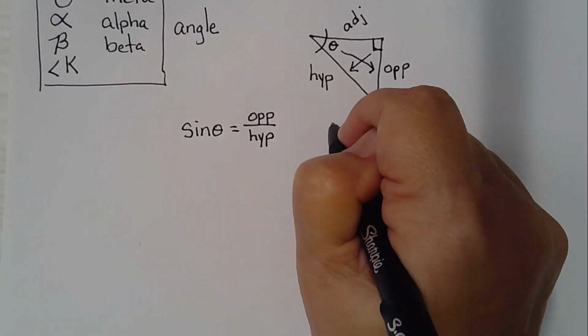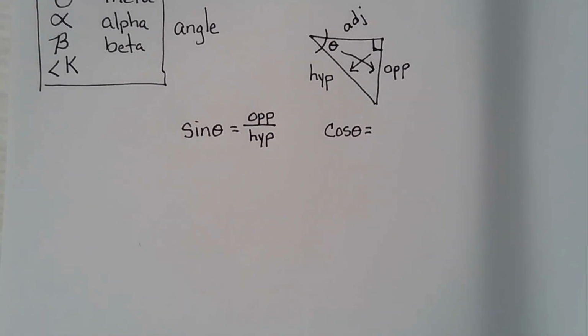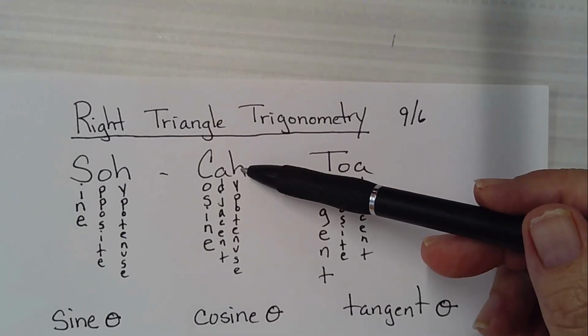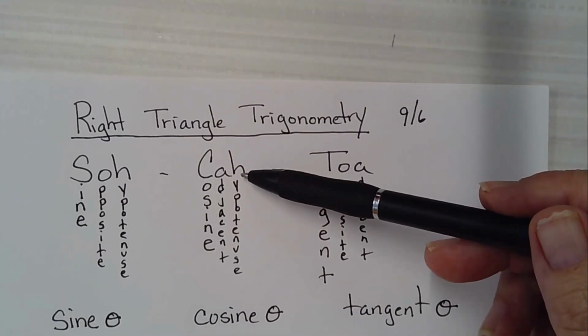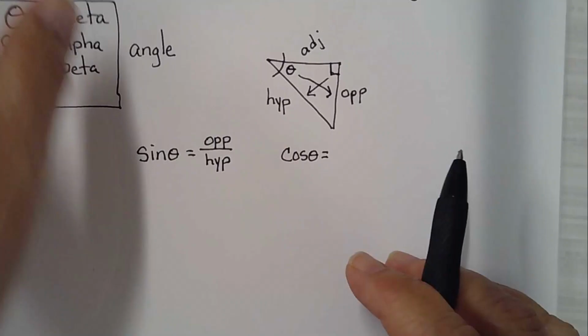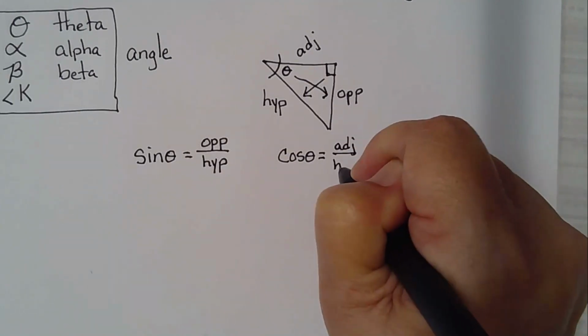And then we get to cosine of theta. So we abbreviate cosine, C-O-S, stands for cosine. When you see that, you say cosine, don't say cos, say cosine. And when you look up here, you see that cosine is going to be adjacent over hypotenuse. That's how you use the acronym. So you put adjacent over hypotenuse.